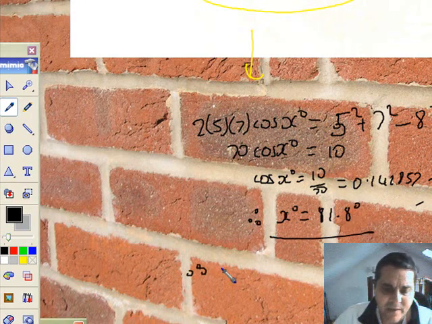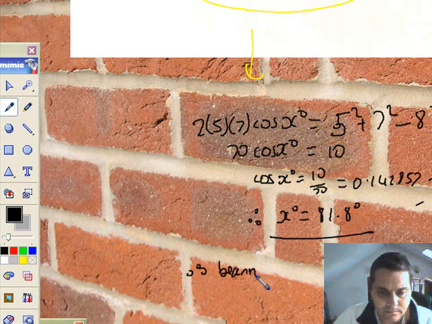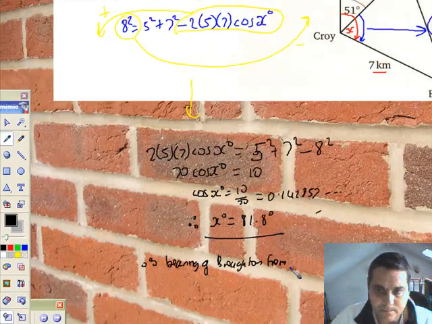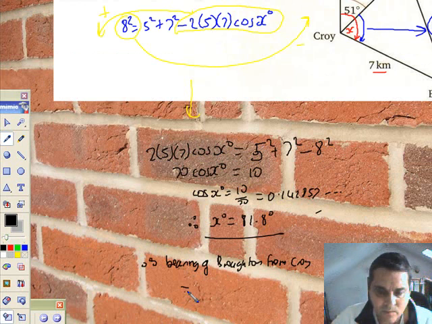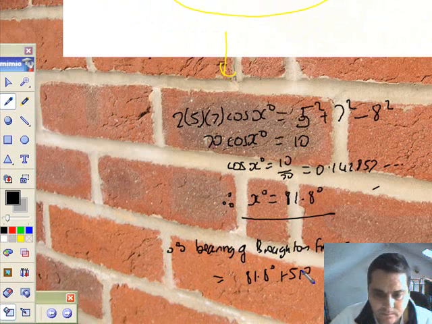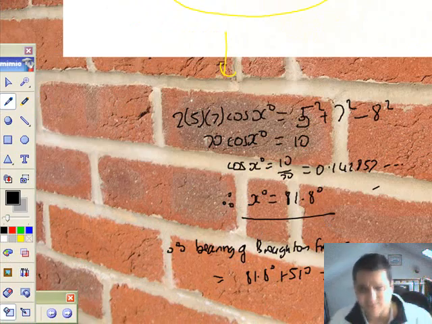So therefore the bearing of Broughton from Croy is 81.8 degrees plus the extra 51. Here's our answer: 132.8 degrees. That is my story, and I'm sticking to it.